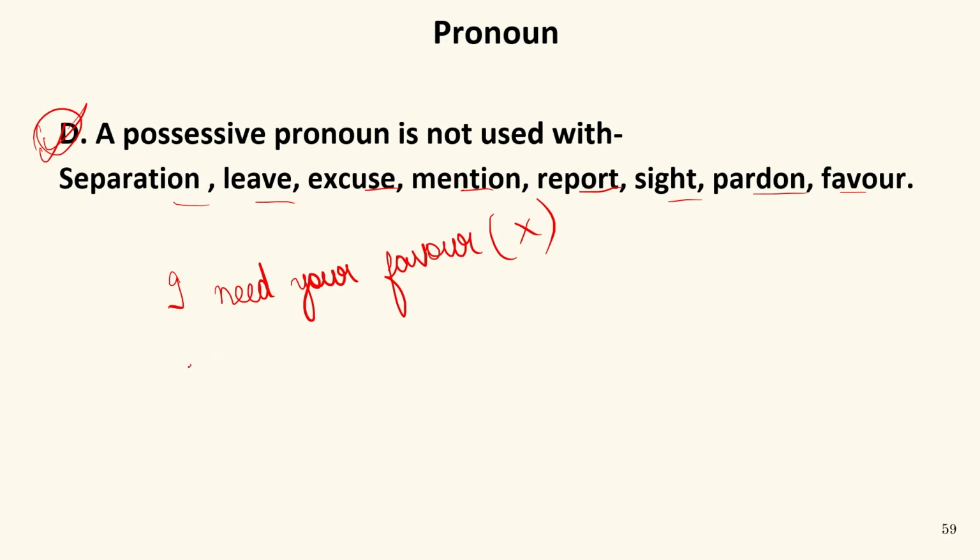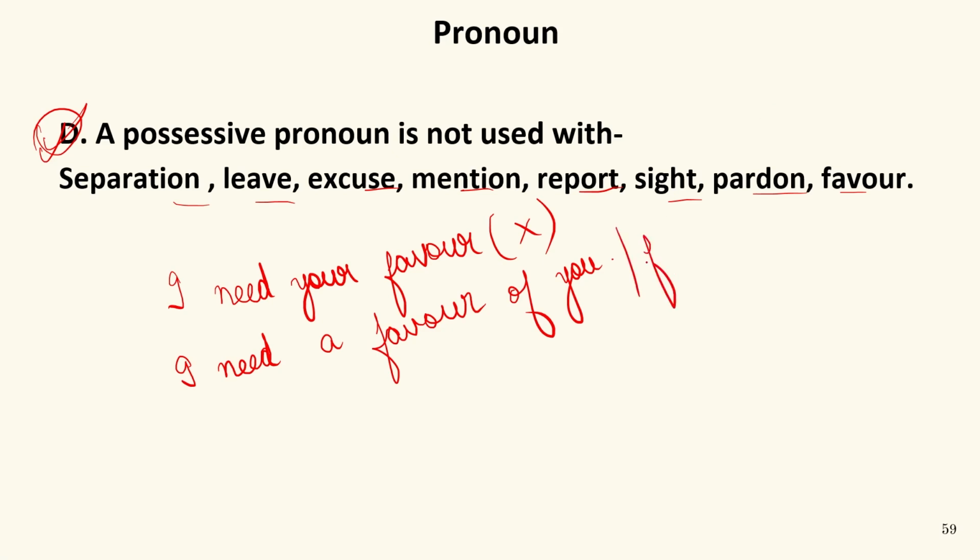Now, the correct formation is, I need a favor of you. So this can be the right sentence. I need a favor of you or a favor from you. We can also write favor from you. Both phrases are correct: favor of you or favor from you. So this is the style of writing these sentences.